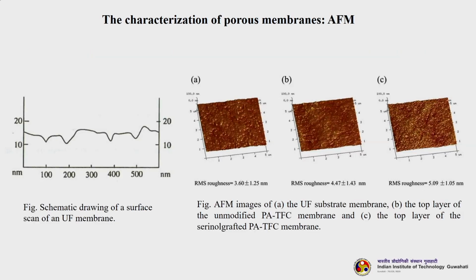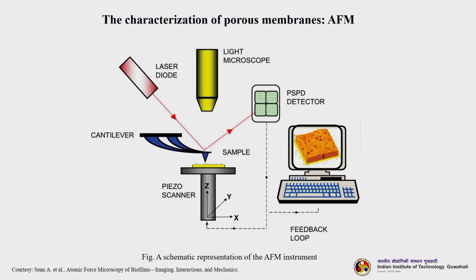So, let us look at the AFM images. On this side, this is the schematic drawing of a surface scan of an ultrafiltration membrane. In this particular image, there are 3 images showing the AFM images of an ultrafiltration substrate membrane, this one A1. Then B is the top layer of the unmodified membrane, and C is the top layer of the serinol grafted membrane. If we make it a little bigger, we can understand it a little better. However, we can understand from the image that there are distinct features which can be noticed for different types of materials.